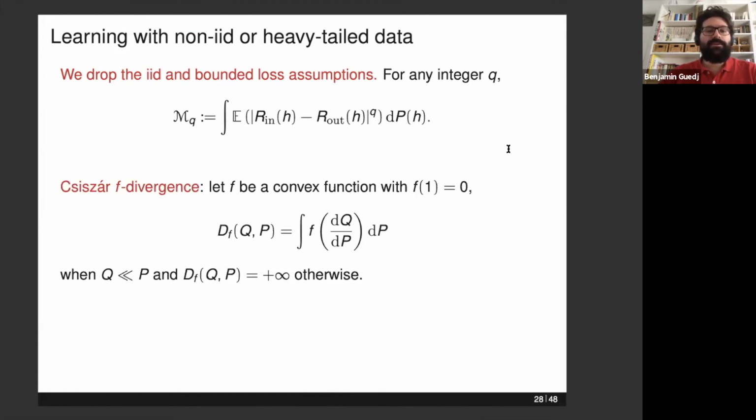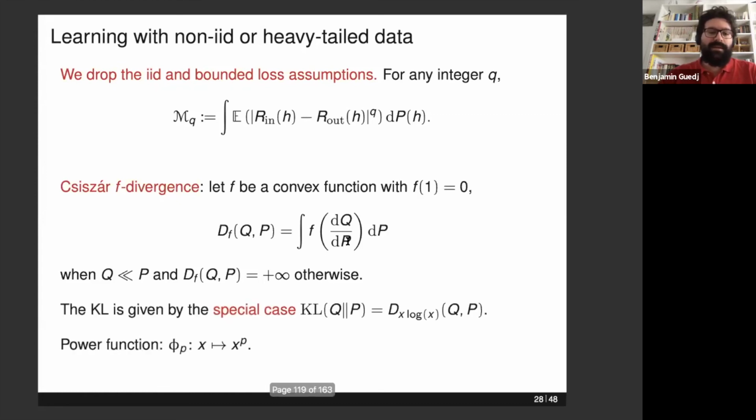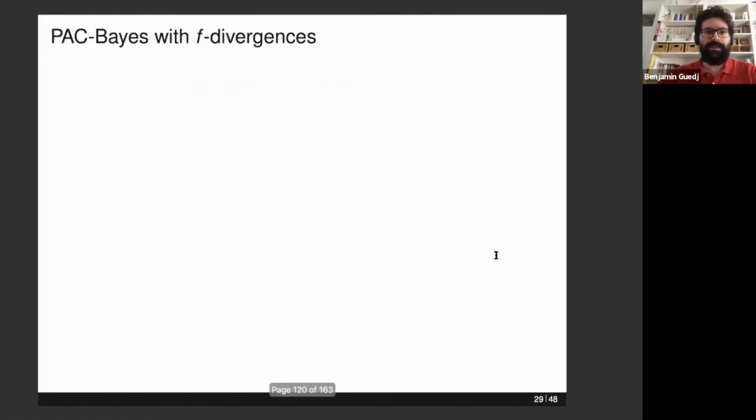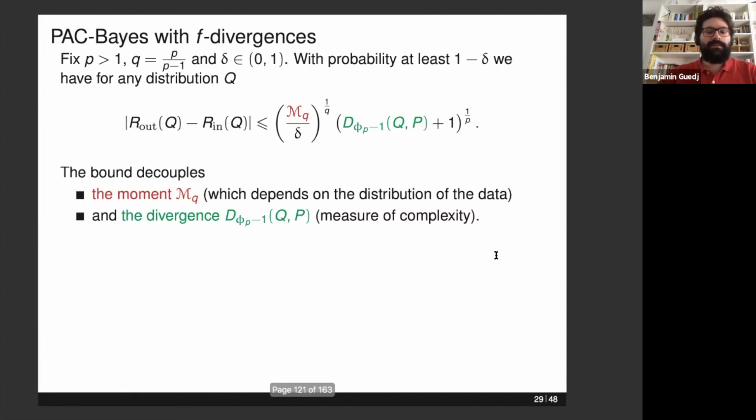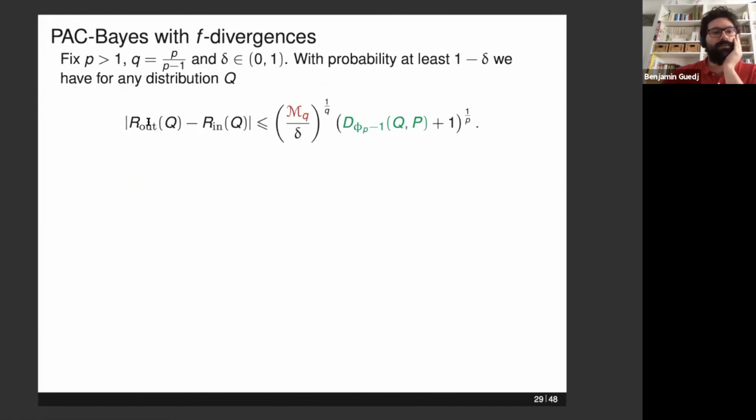As I was saying earlier, we generalize the KL divergence to the much richer class of Csiszár f-divergences. In particular, the KL is obtained if you pick a specific f function here. If you pick f to be x log x, then you recover the KL. So that's a strict generalization of the KL. And that's our take on PAC-Bayes with f-divergences. This is the result. We show that with very high probability, you can upper bound the generalization gap by a term which depends on two quantities. The first one is the qth moment of the generalization gap. And the second one is a term which involves the f-divergences between the prior and the posterior.